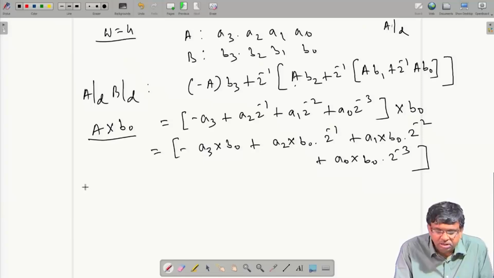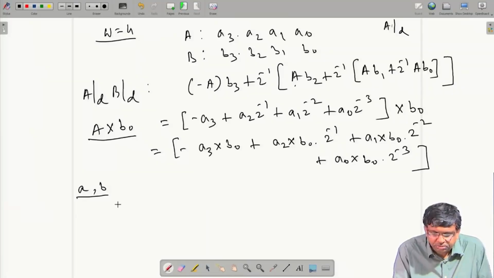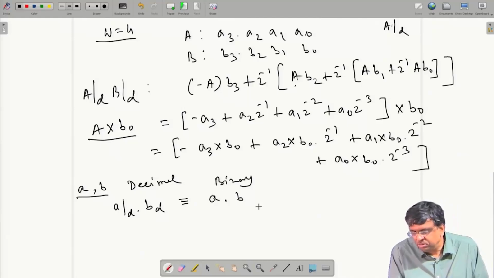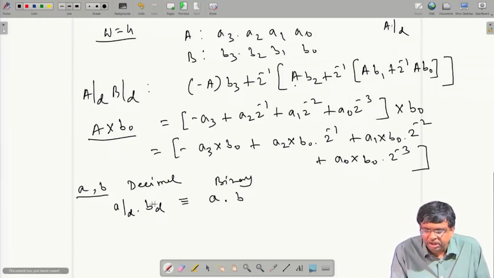Now, let us see one property. Suppose I give you two binary bits a and b. If it is a times b in decimal, my claim is that this is equivalent, in the binary domain, to the AND operation of binary a and binary b. That is, if I do binary a dot binary b, whatever bit I get, its decimal value will be the same as decimal of a times decimal of b.